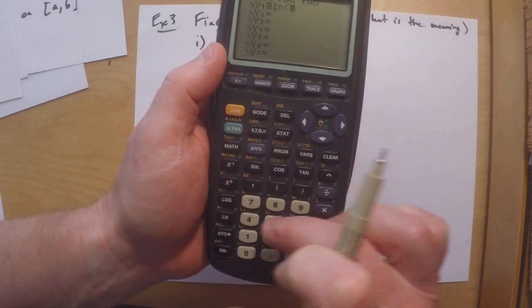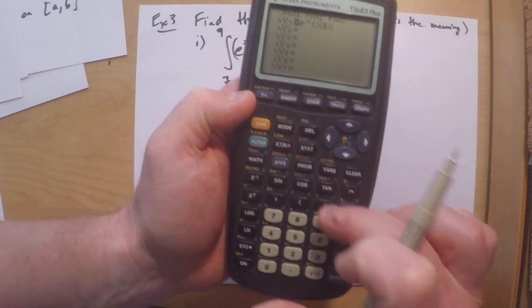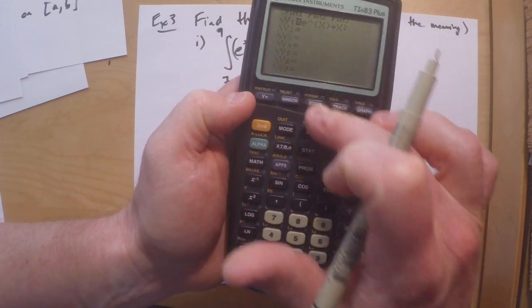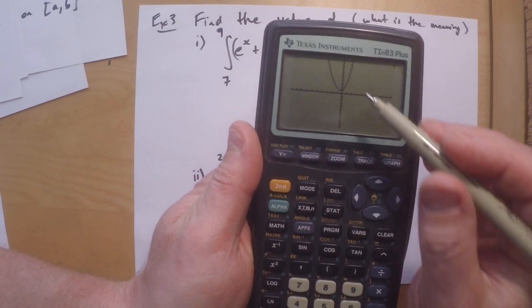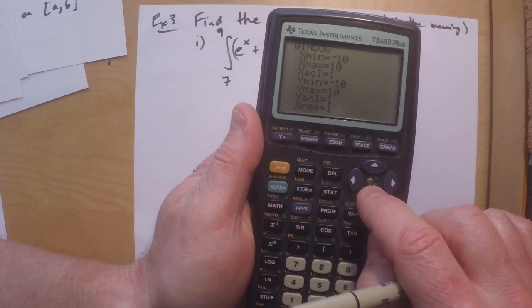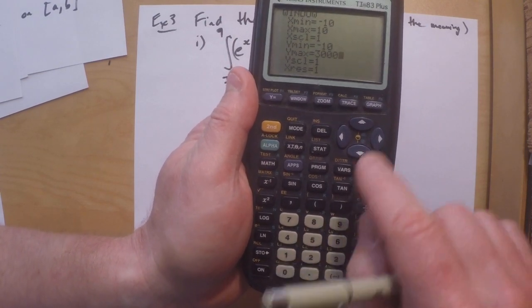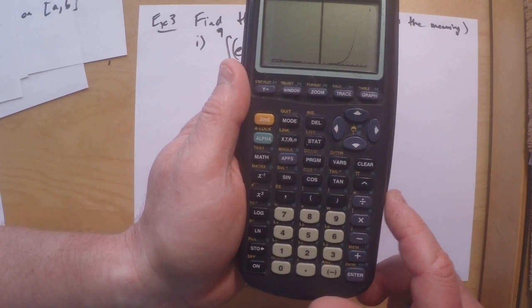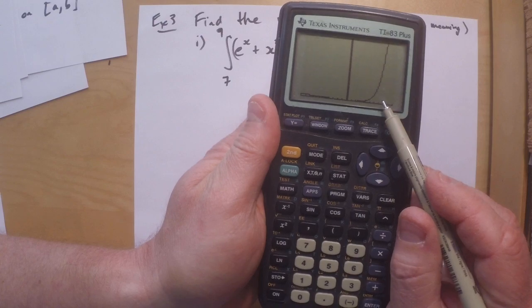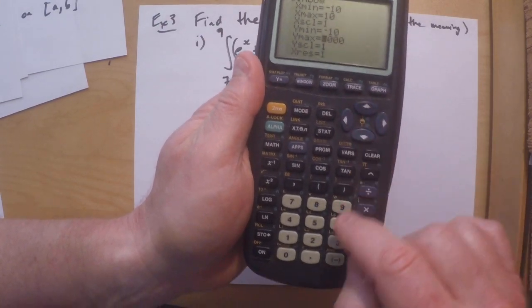e to the x plus x squared. Really weird graph, and I'm going to have to adjust the window. My y has to go really high because this thing's growing like you wouldn't believe. That's probably not even enough. There it is, okay. And then if you found the area between 7 and 9, I don't even know if that would have enough growth on it. I don't think it does.